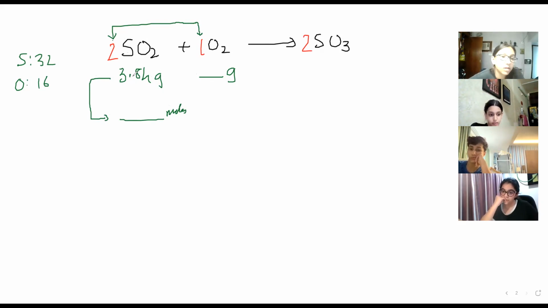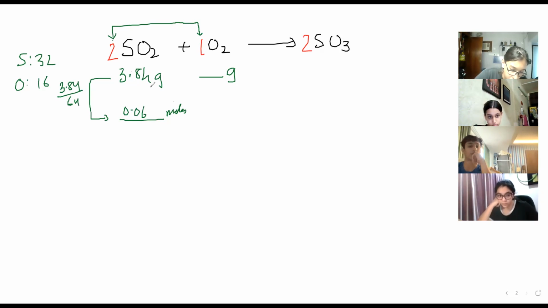Krish, yes or no? I'm doing it. I'm finding. Don't do it, just tell me how to do it. I will not wait for you to do it. How will you find out? 3.84 upon 32. Why 32? Not 32, 32 plus 32, meaning 64. So 3.84 divided by 64 is 0.06 moles.